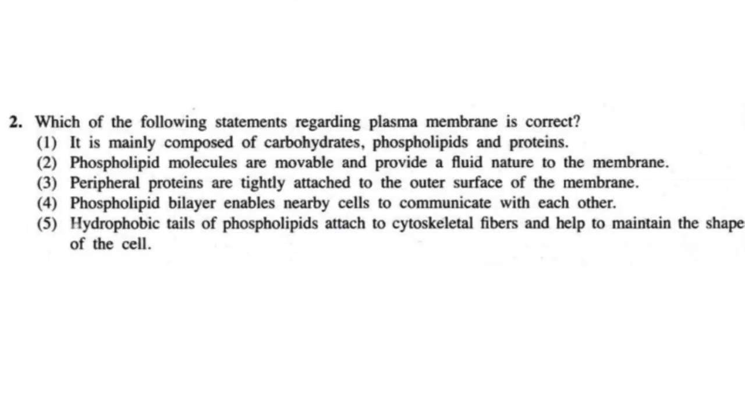Then question number 2. Which of the following statements regarding plasma membrane is correct? Option 1: it is mainly composed of carbohydrates, phospholipids, and proteins. Plasma membrane has phospholipids and proteins as the two major components, but not carbohydrates. Carbohydrates are sometimes found in the plasma membrane.